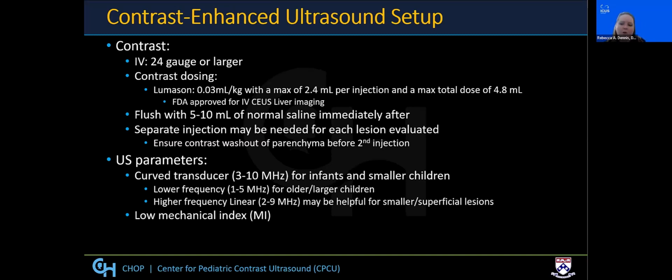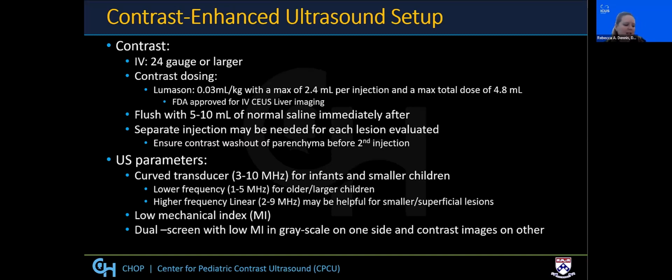You want to make sure you have a low mechanical index. And you'll use a dual screen mode with a low MI and grayscale on one side and contrast images on the other. You want to make sure that you have the same parameters, so if there is follow-up, the parameters can be easily replicated for easy comparison.